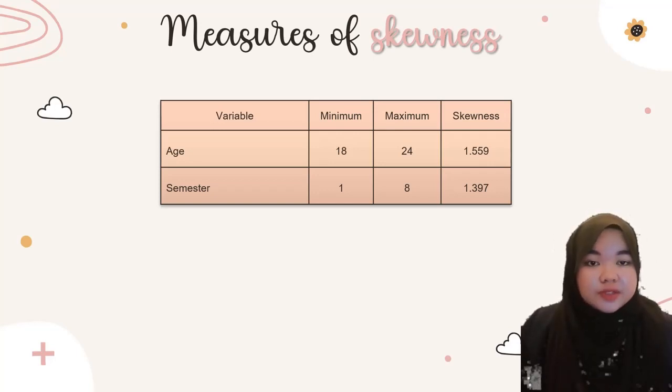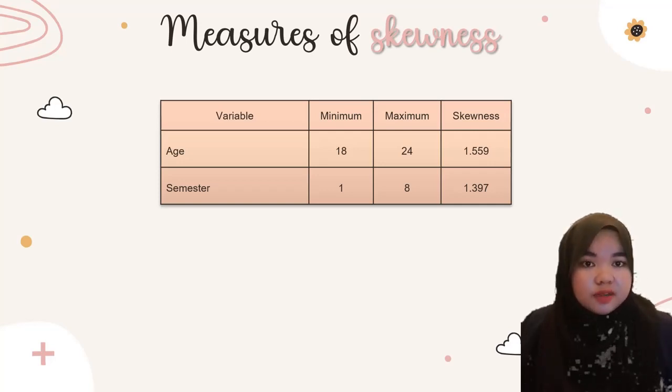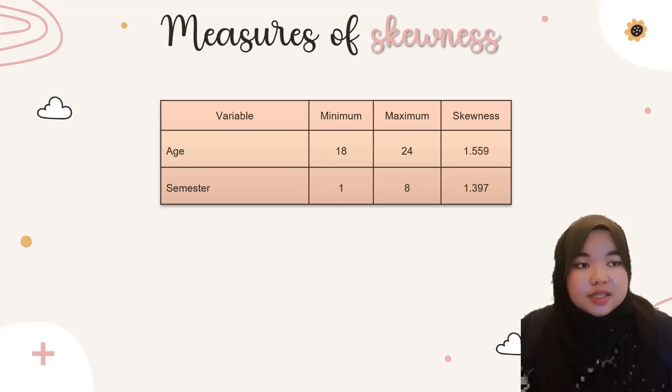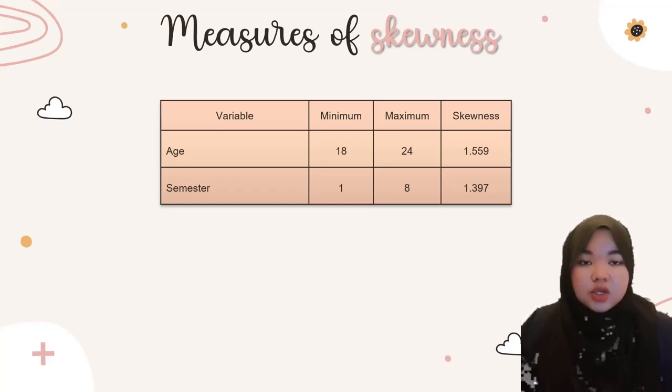Pearson coefficient of skewness for variable age is 1.599, which is positively skewed. This tells us that respondents who are younger than the average are more. For semester of students that participated in this study, it shows us that students who participated in this survey are currently in their semester 1 until semester 8. Skewness value of 1.397 indicates that the data distribution is skewed to the right. This means that most students are below semester 8.